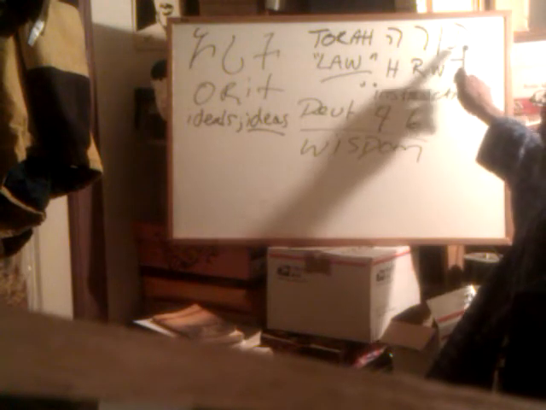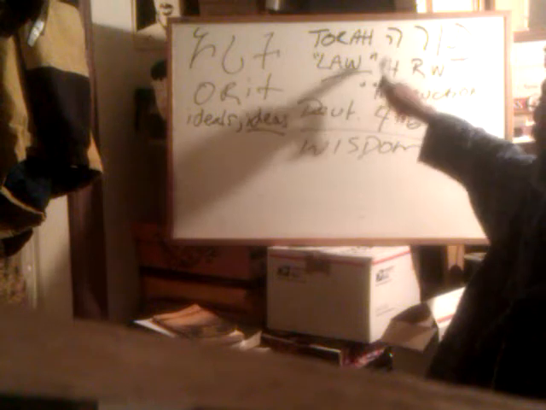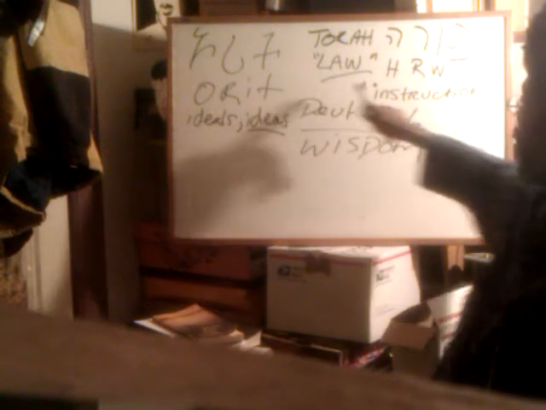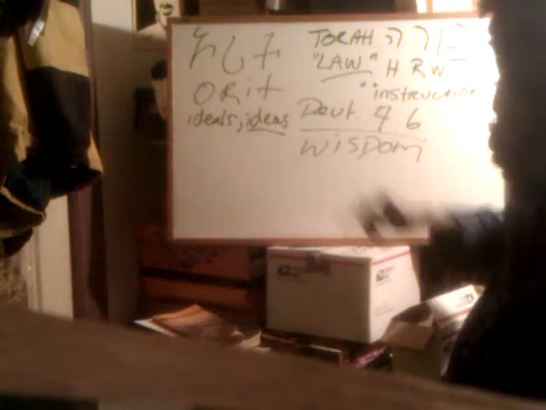Now, we know the Torah as the ORIT, and as we went through right here, Torah, the Ta, Wa, Ra, Ha, Torah, the instruction. We touched on Deuteronomy 4 and 6.